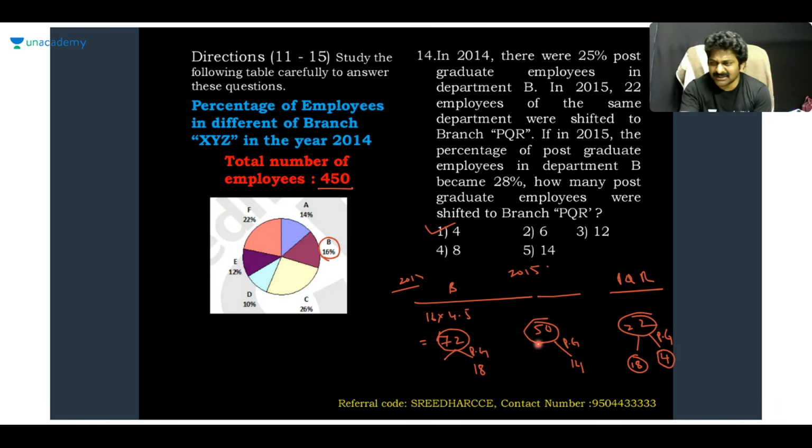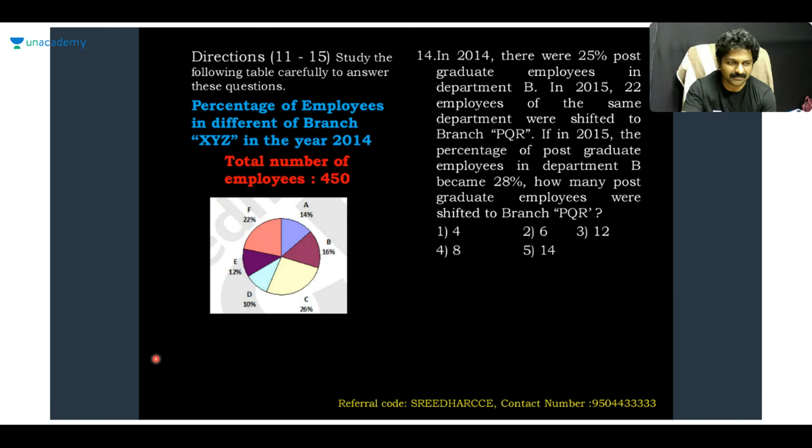Yeah, that's what. If those 22 people are there from the rest of the people, from 2014 to 2015, as the same branch is there, these 18 people will be shifted as it is. But now in 2015, we have only 14 PG students. Repeat, come on. We are talking about branch B. This is branch, department B in 2014 and 2015. Okay. Now we have PGs, non-PGs and the total.